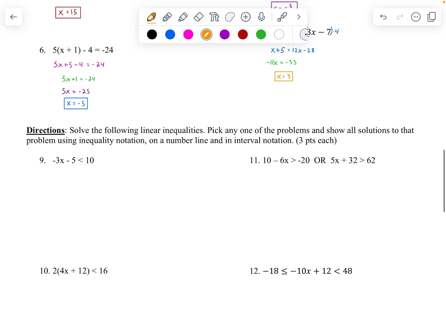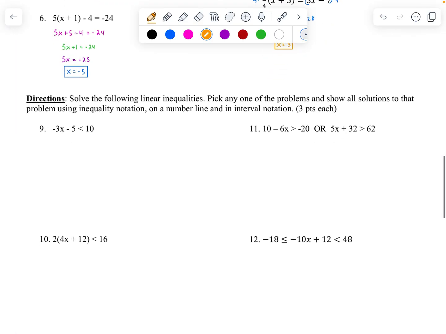All right, now in these problems, I just said pick one to show all the solutions on a number line and in interval notation, rather than do it on every single problem. On the individual test, I'll give you a specific one that you had to do, but you will have to do interval notation and graph your solutions on a number line.